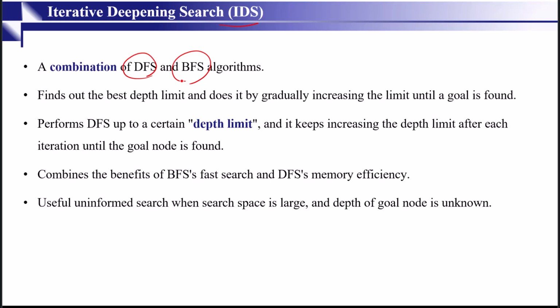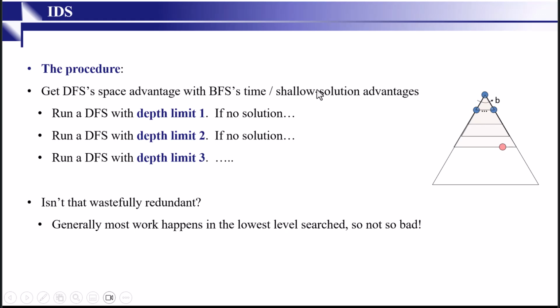That makes IDS especially useful when the search space is very large and we don't know the depth of the goal node in advance. So to put it simply, BFS was fast. DFS was memory efficient, as we learned in the previous lectures. So IDS combines both by running DFS repeatedly, but in a BFS-like layered fashion. The procedure of IDS works by combining DFS space efficiency with the shallow solution advantage of BFS.